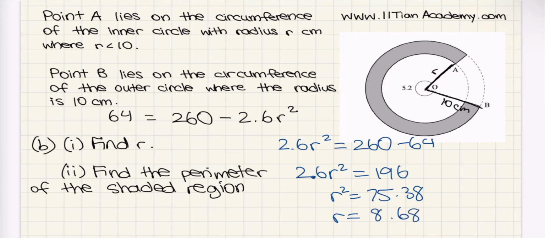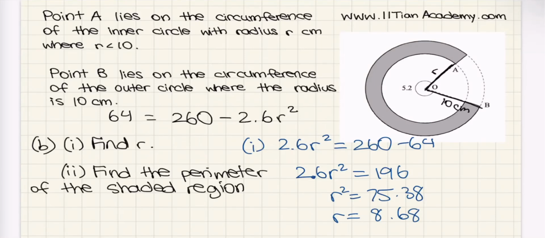Okay, so next it says for part II, to find the perimeter of the shaded region. Well, let's think about that. How would we find the perimeter of the entire thing? Well, the circumference of an entire circle is 2 pi r. However, in this case, instead of 2 pi r, 2 pi being the entire way around, we only want 5.2 times r.